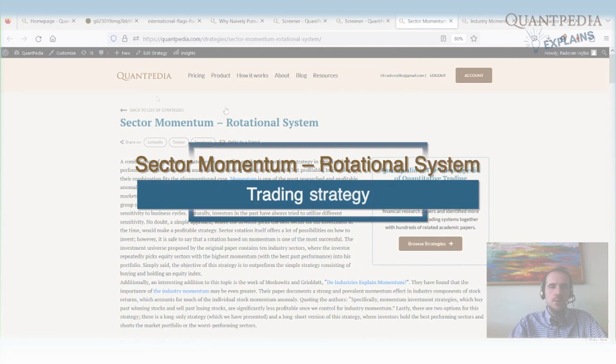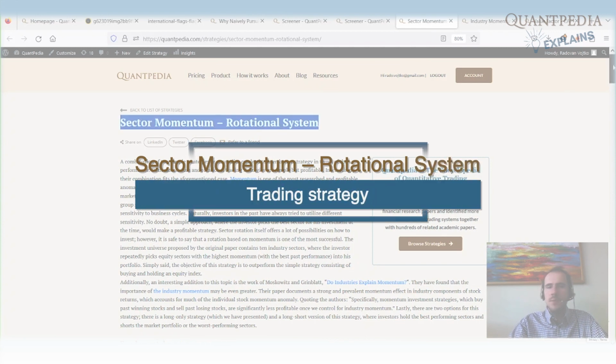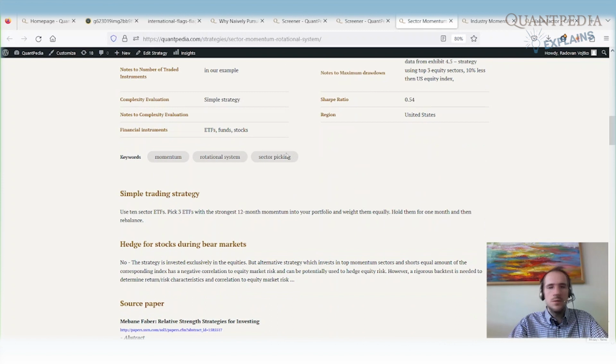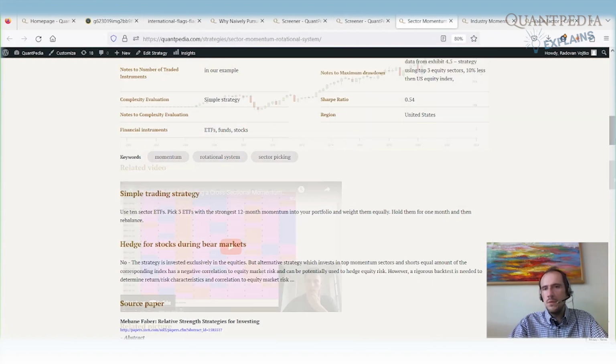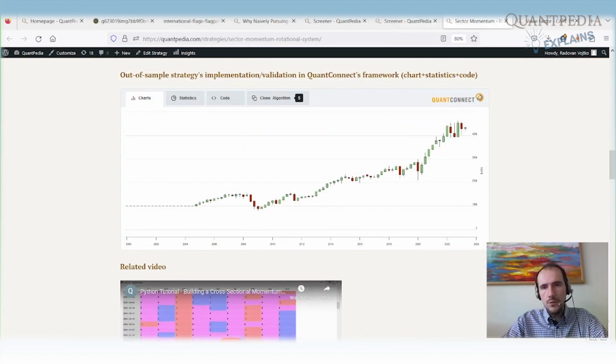The simplest one is sector momentum, a rotational system. What does it mean? We take 10 sector ETFs, pick those that are performing the best, and rebalance on a monthly basis. It has relatively fine performance. So this is the idea for sector picking.